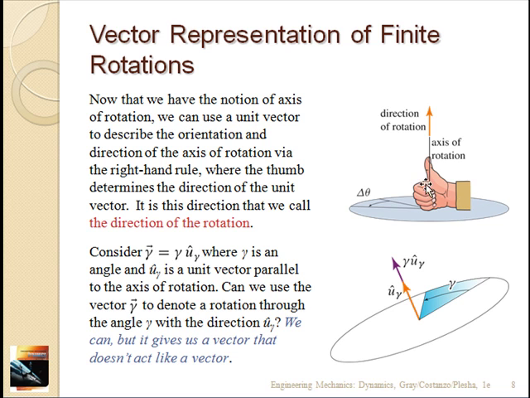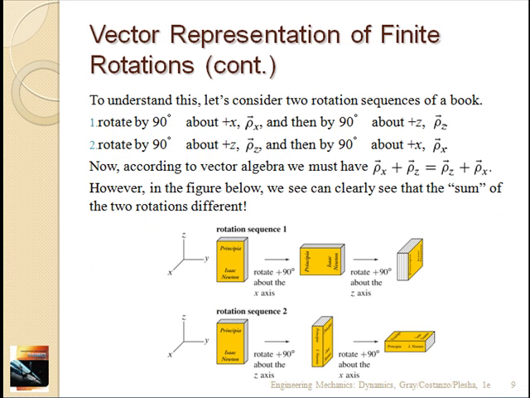So we wrap our fingers in the direction of positive angle change, and then our thumb points in the direction of positive rotation vector. So this is the key to the whole thing: we have this rotation vector which is perpendicular to the plane of rotation. It's a little odd to have it perpendicular, but it's the way the math works out, right.